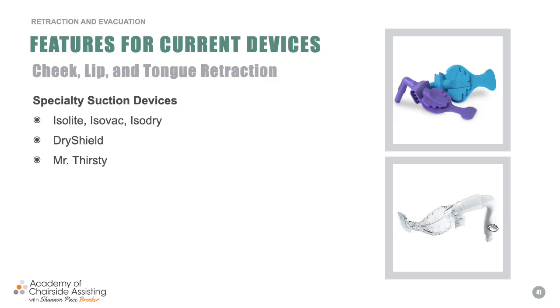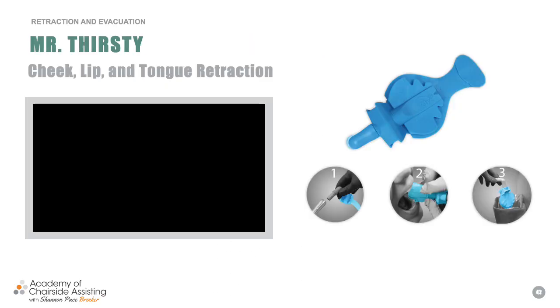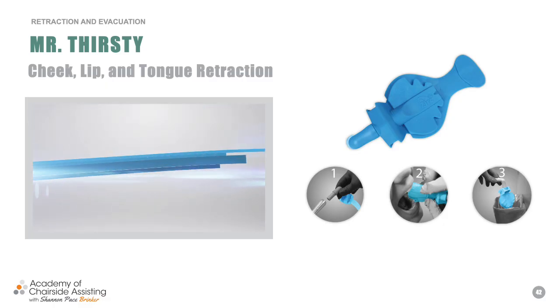Now, the Mr. Thirsty is a lot less expensive, but again, it doesn't have a light. So that's one of the things that, in some practices, they would not want to pay the kind of money that we have for the IsoLight. But again, it's disposable. Let me show you here how it's used.